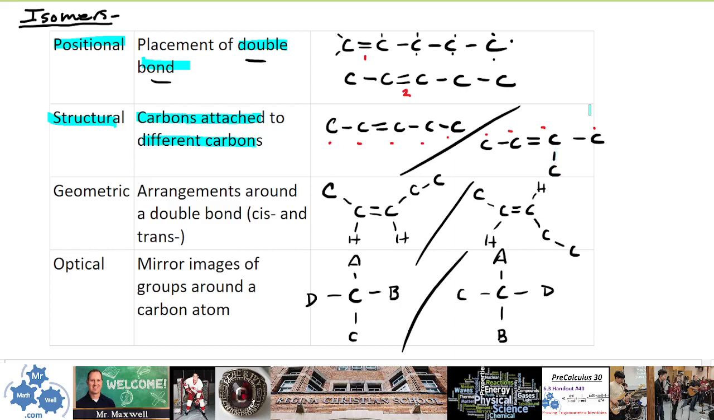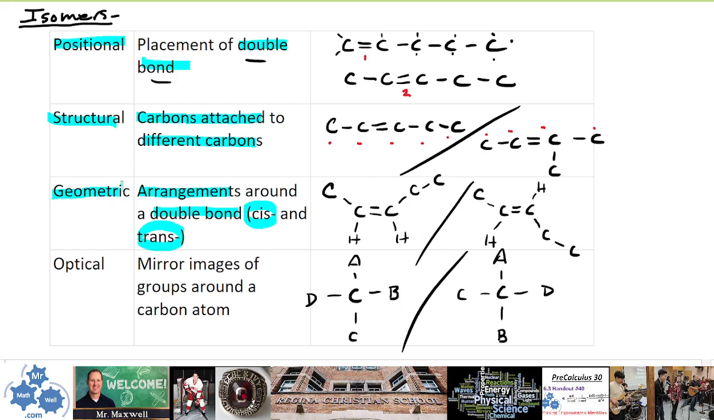The third type of isomer that we talked about was a geometric isomer, and that's referring to the arrangements around a double bond. So you think about the cis and the trans; those are geometric, slightly different than the structural. This is specifically arrangements around a double bond, the geometric isomers.